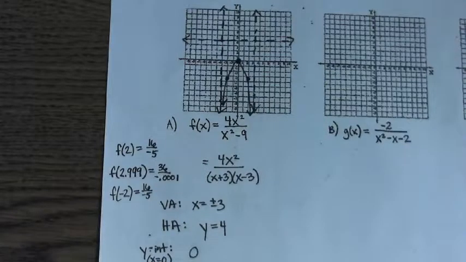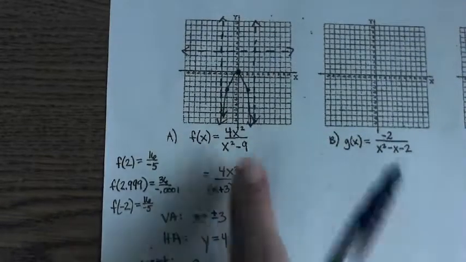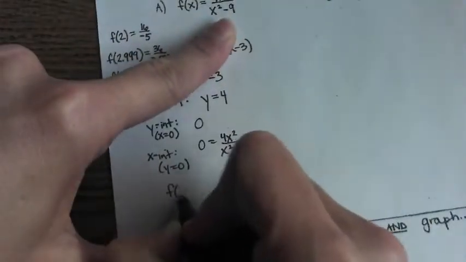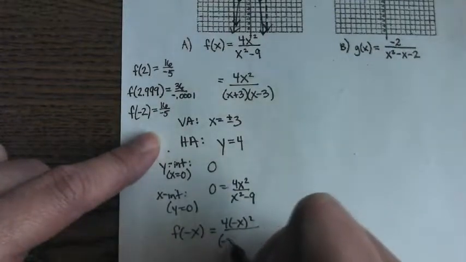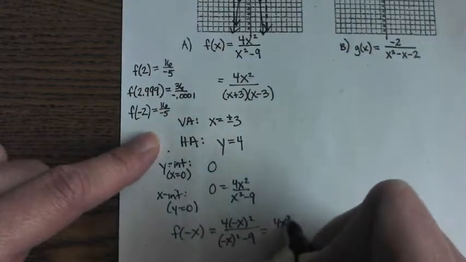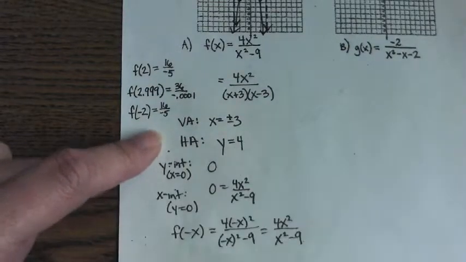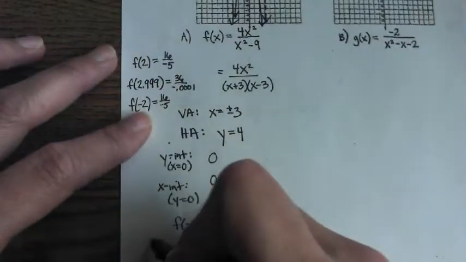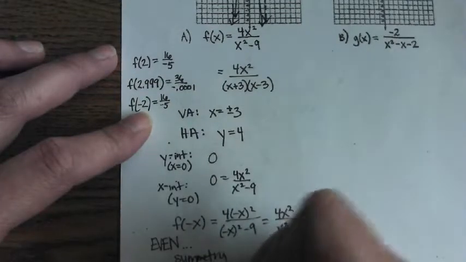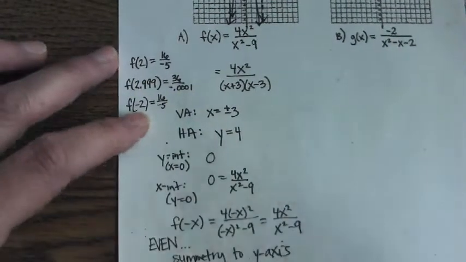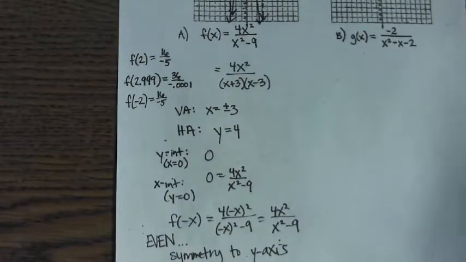So let's talk about what Stephen said earlier, even or odd. Even though we don't see the whole graph, look at the function. If I plug in negative x, f of negative x, I'm going to get 4 times negative x squared over negative x squared minus 9. I'm going to get back the exact original function, which means this is even. So we should have symmetry to the y-axis. Good. Little things that you know that can help you sketch an appropriate graph. Okay?